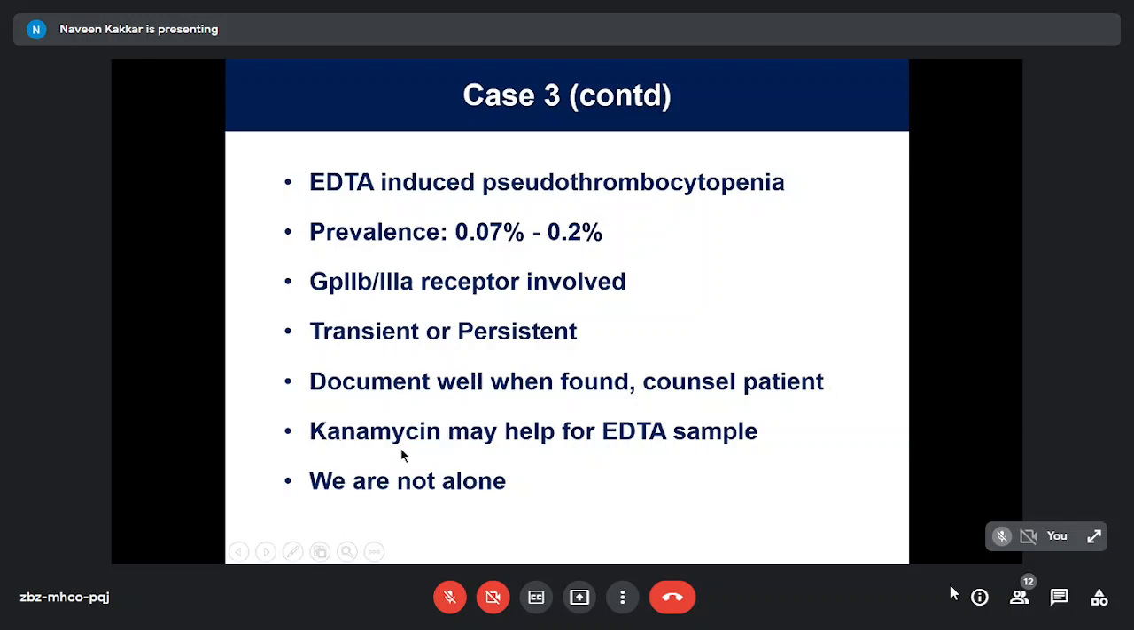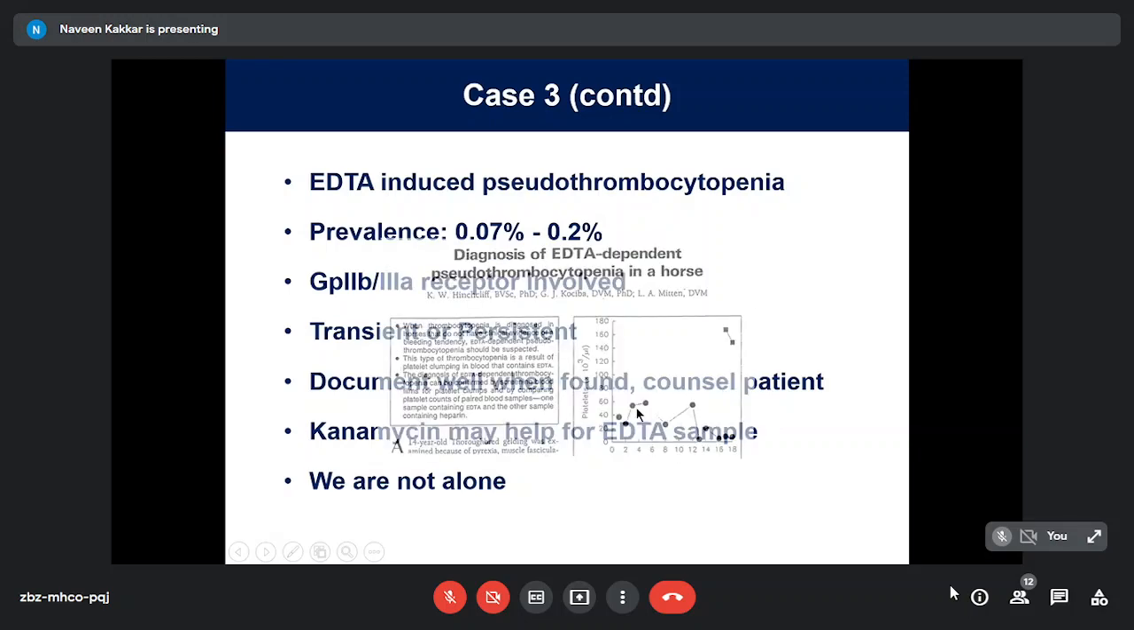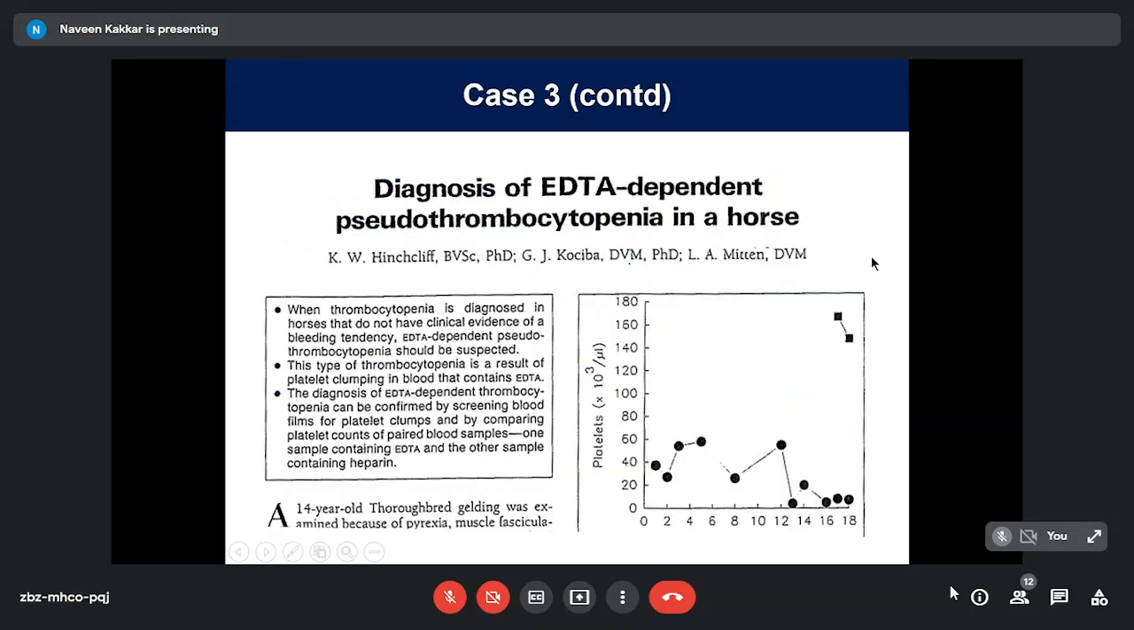Kanamycin, which is a reserve antibiotic for tuberculosis, not routinely used, may help for the EDTA sample. So in the EDTA sample, if you put kanamycin drops, I don't know the proportion, we did this once and it worked. We just put about 3 drops of the kanamycin injection after reconstitution, and the clumps in EDTA may open up. It's not completely predictable, but you can try this also, although citrate and heparin will usually solve the problem. And as humans, we are not alone. This phenomenon has been described in animals. That's a report from a horse.